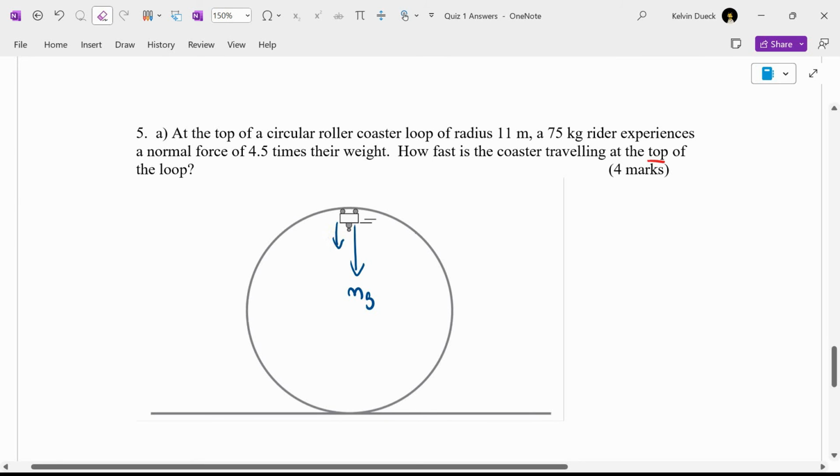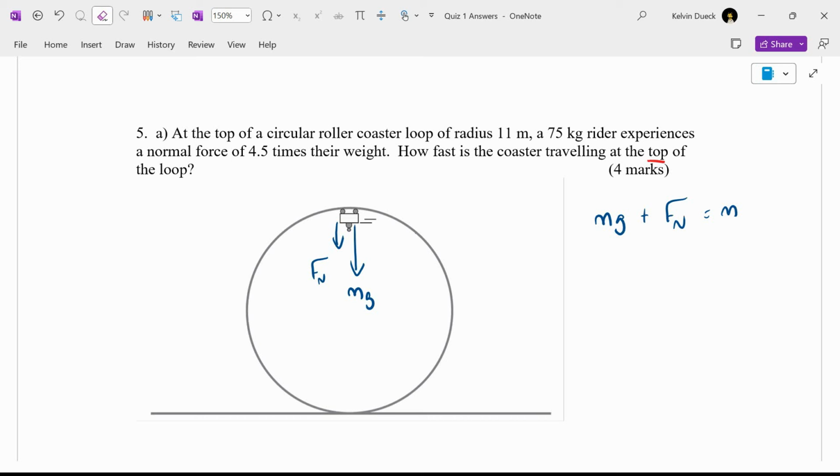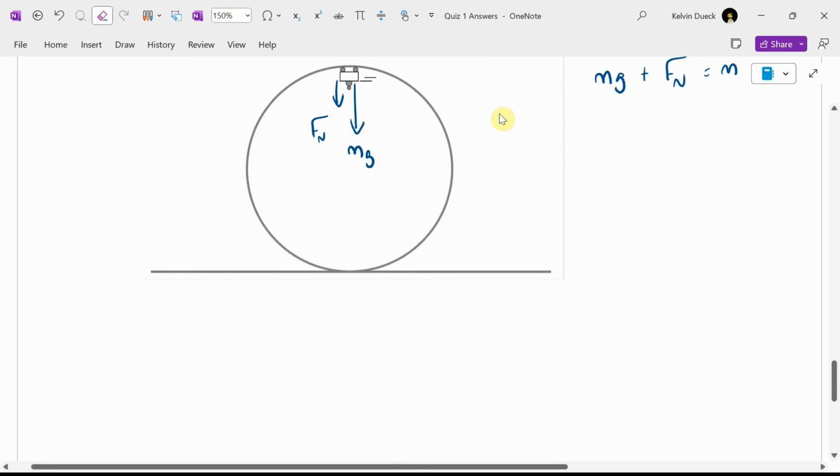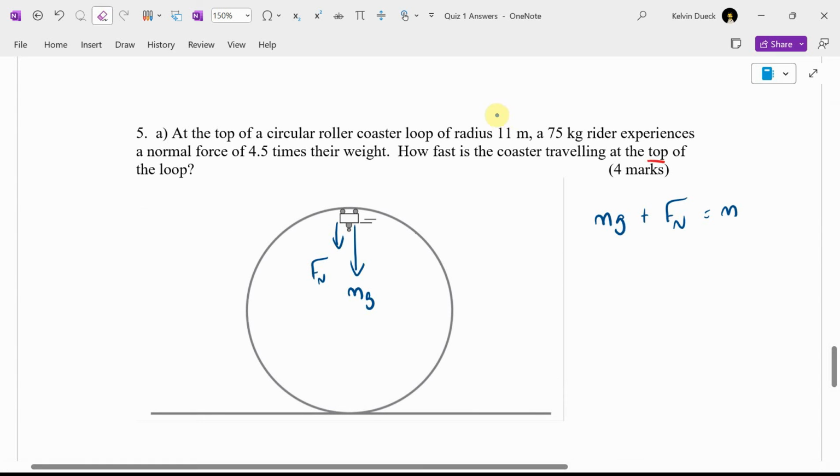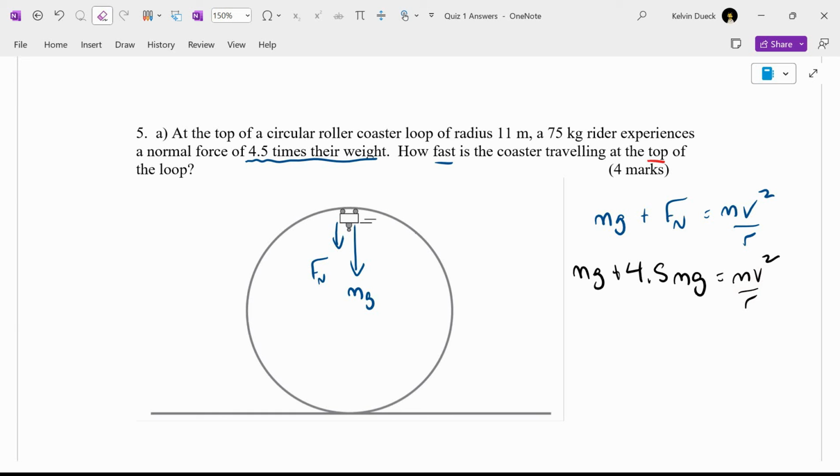I'm going to have gravity down. I'm also going to have normal force down. Who's winning? They both are. It's a tie. It's going to be mg plus normal force equals m... Oh, how fast? They asked for speed, so it's going to be m v squared over r. I don't know the normal force. Oh, yes, I do. It's going to be mg plus 4.5 mg's equals mv squared over r.